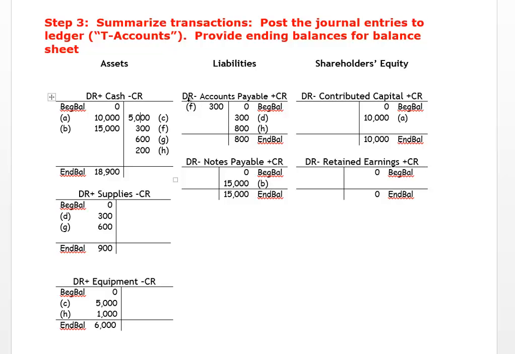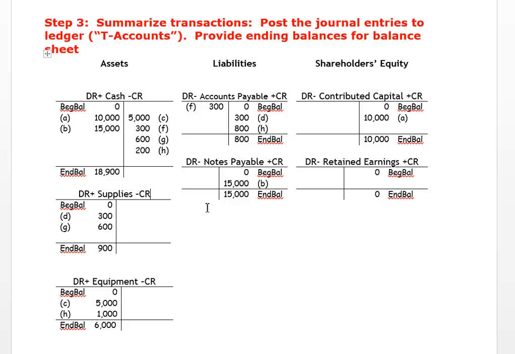Notice what we've done is we've created a T account for each account that we've debited and credited. Notice that even though we've debited and credited cash more than once, we only have one account because we want to summarize all the debits to cash and all the credits to cash in one account. So we use the T accounts to help us do that. And notice it's going to give us the ending balance, and we can use that in the balance sheet, right?